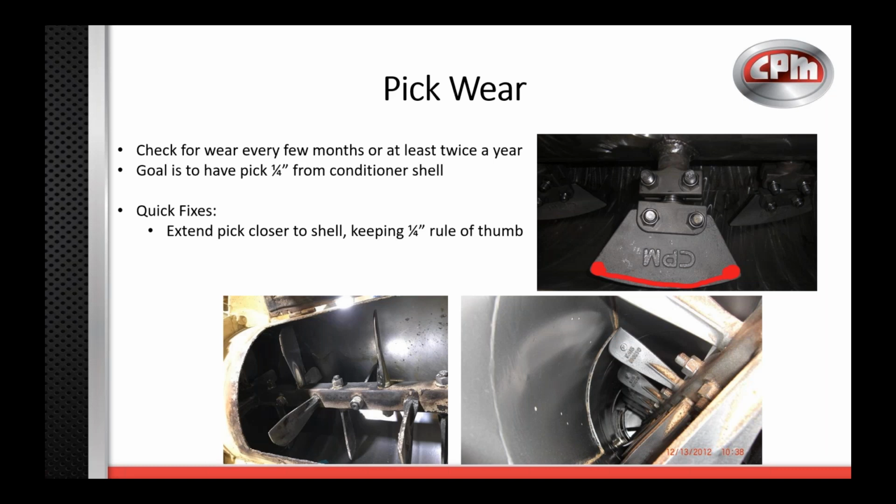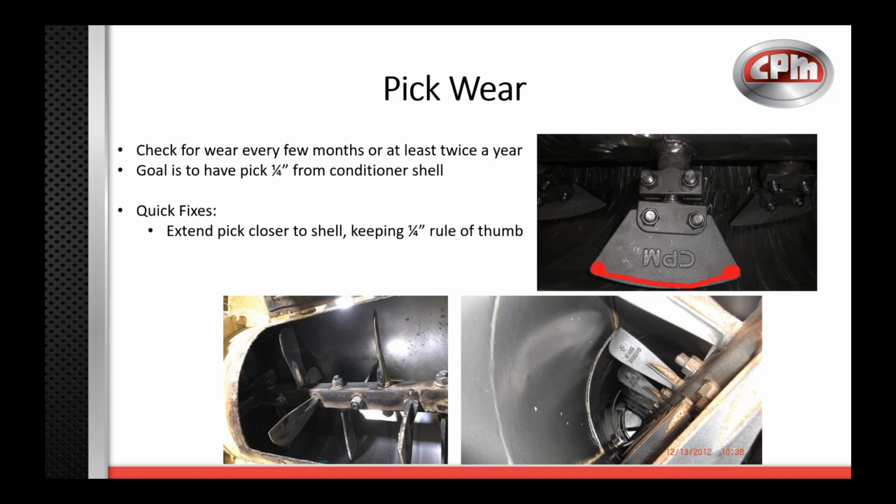We also say that we would like to see the picks about 1/4 of an inch between the shell and the pick. The purpose of that is the conditioner may or may not be perfectly round. So if there might be a flat spot, and if it's too close, you're creating a wear point. And if it's too far away, then you're not using that pick to its full potential and mixing as much feed as possible. So a quick fix would be to simply just extend the pick closer to the shell, keeping that 1/4 inch rule of thumb.